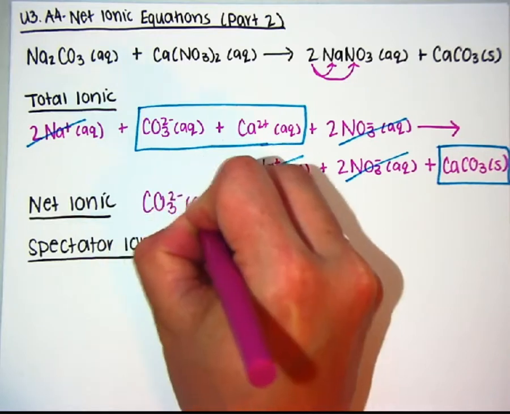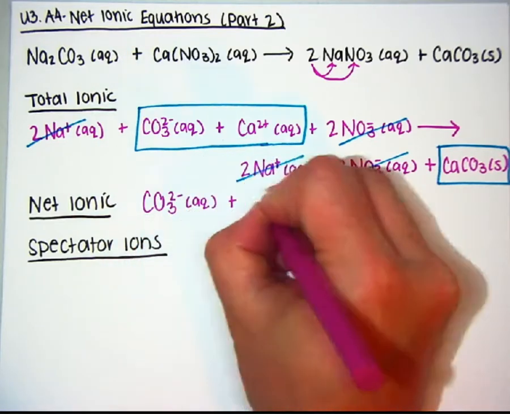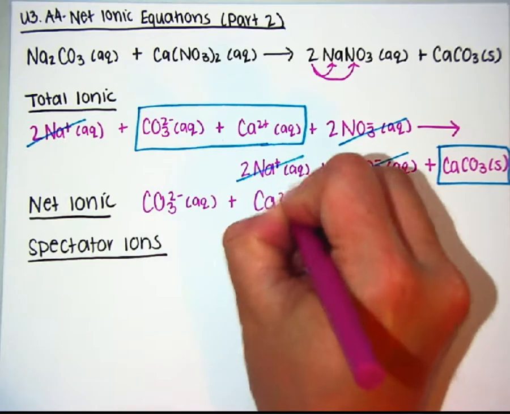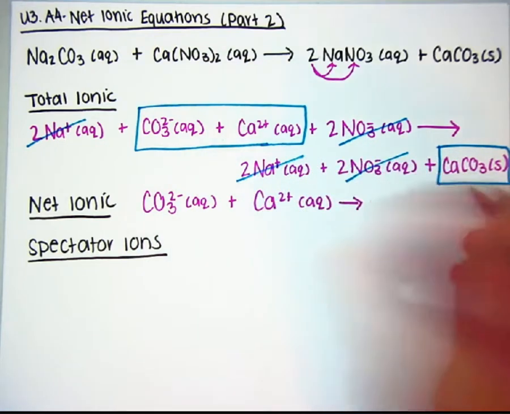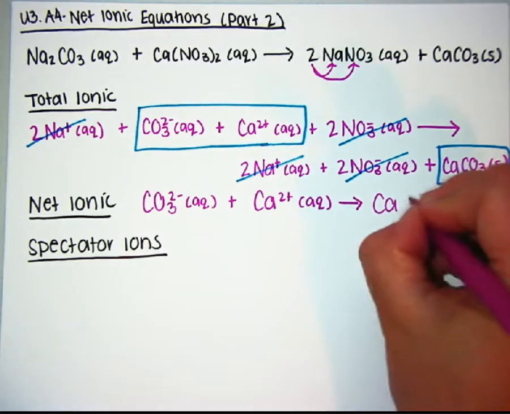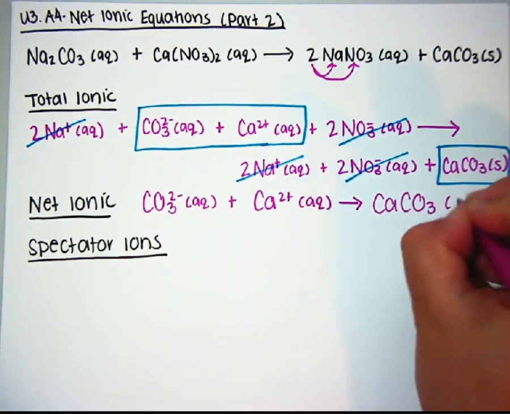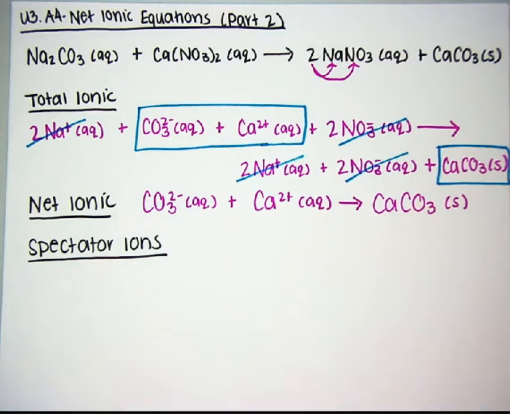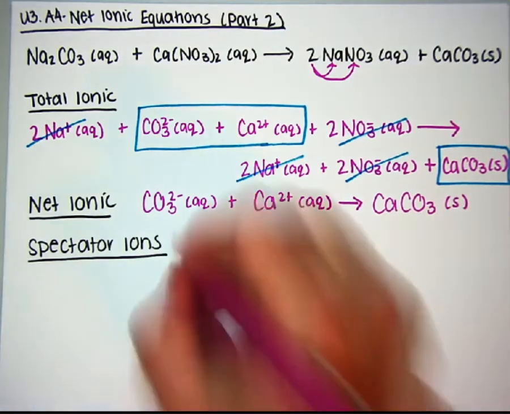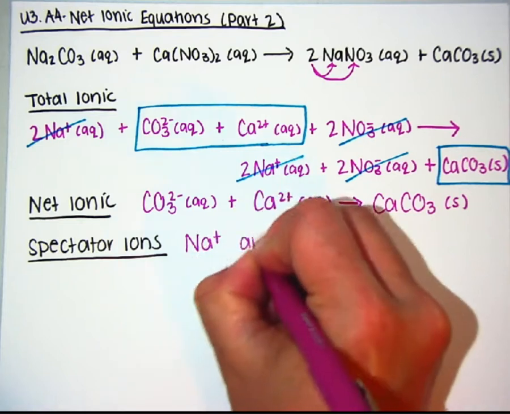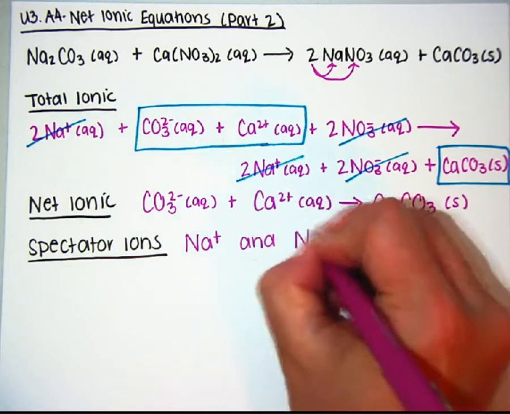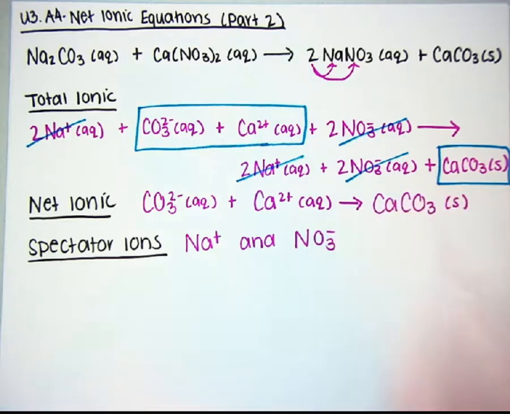Carbonate plus calcium produces calcium carbonate. Whatever we canceled out will be a spectator ion. We canceled out sodium and we canceled out nitrate.